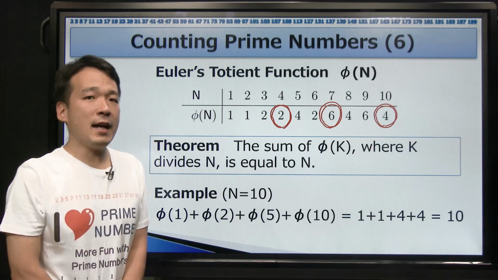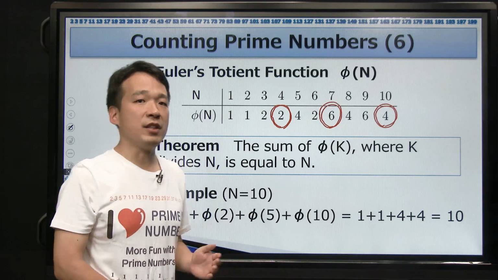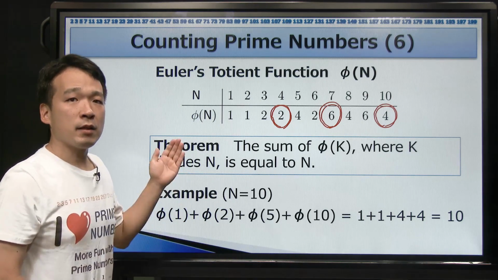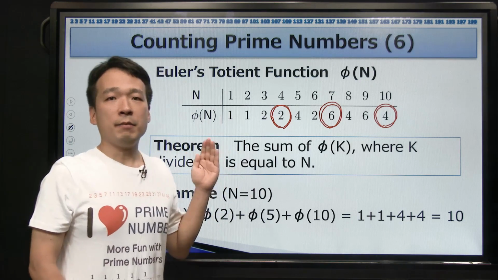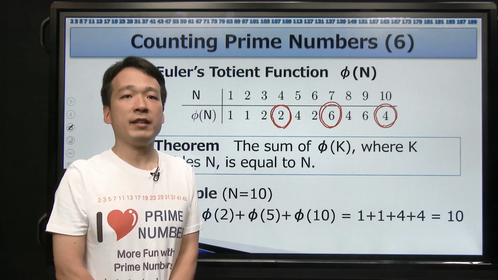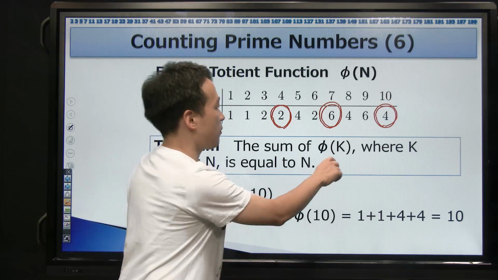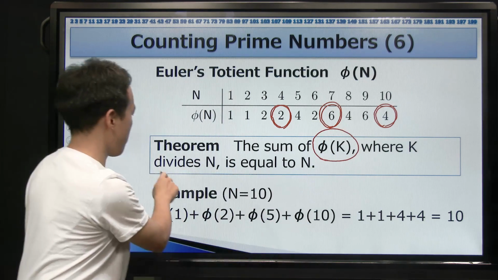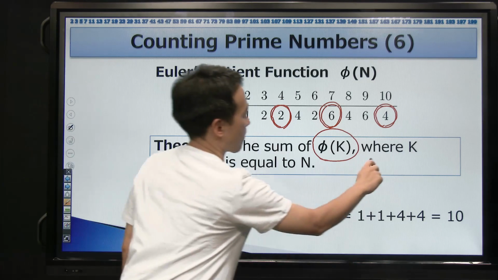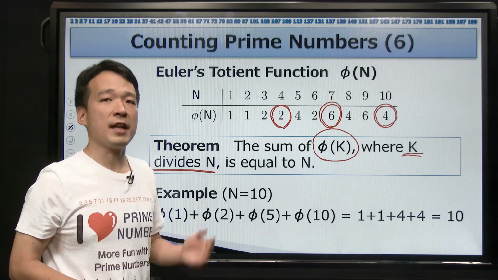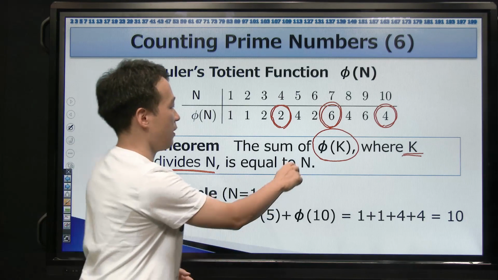Suppose that n is a given positive integer. Consider a positive integer k dividing n. Then the sum of phi of k for all such k is equal to n.